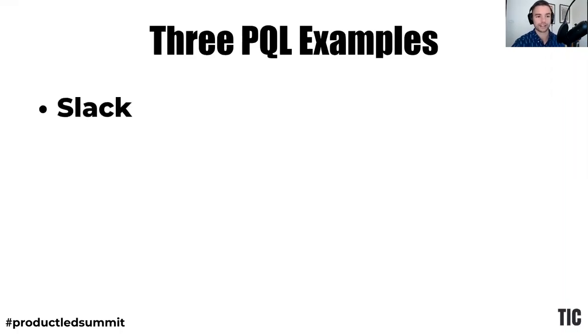So for Slack, I'll use it since a lot of people understand it. Slack is a messaging tool that you can use in your workplace. One product qualified lead definition they have internally is someone who hits 10,000 messages in their tool. The reason they use 10,000 messages is because once someone gets to that point, they typically understand the value of the product. They most likely have quite a few people onboarded and using the tool.